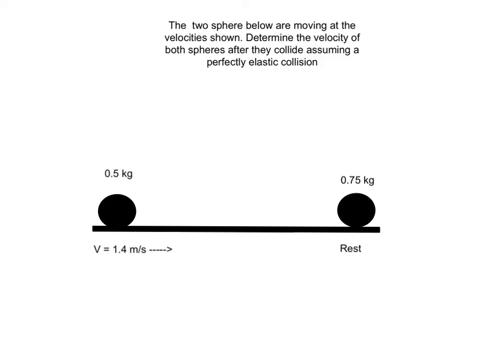In this problem, we have two spheres, a 0.5 kilogram sphere moving at 1.4 meters per second and a 0.75 kilogram sphere at rest. The problem is to determine the velocity of both spheres after they collide, assuming a perfectly elastic collision.